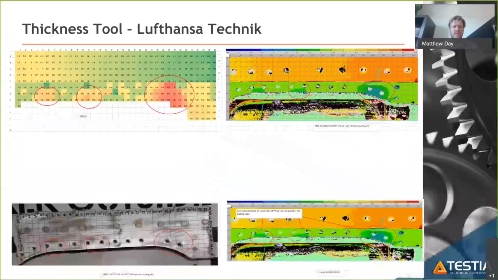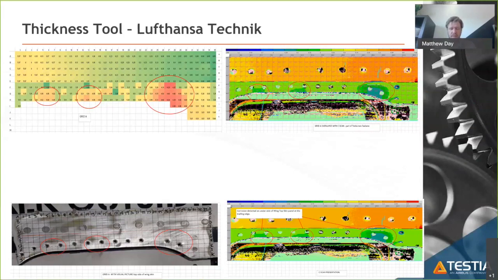So, what results did they see? On the top left-hand side, the grid measurement there, this was the area that they were most interested in. This is what they were looking for. And unbeknown to them, the thickness tool was able to identify very easily, very quickly, the two spots on the left-hand side, the far left and the middle one. Because the scan area was so much larger, they were able to cover it very quickly, and they were able to identify it very quickly.